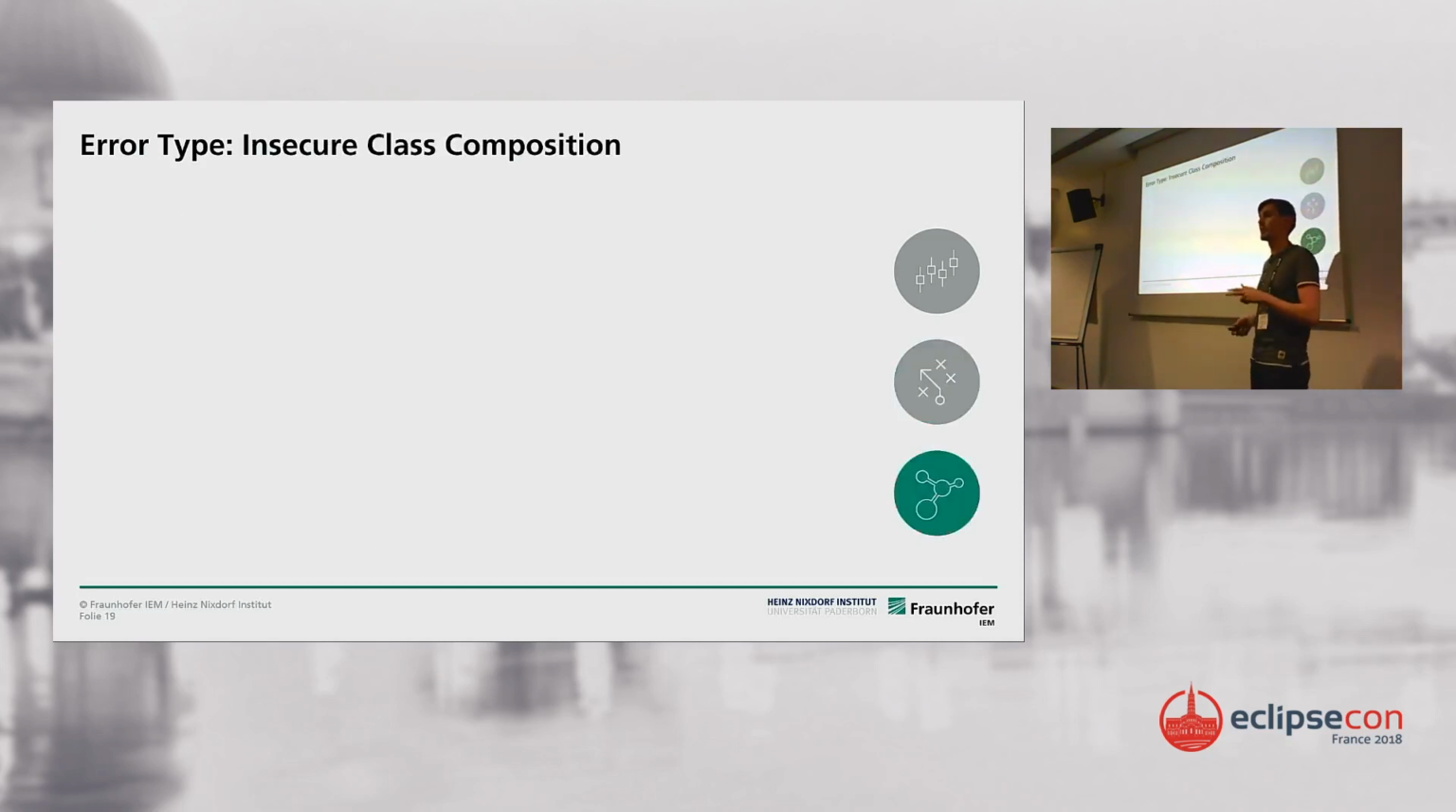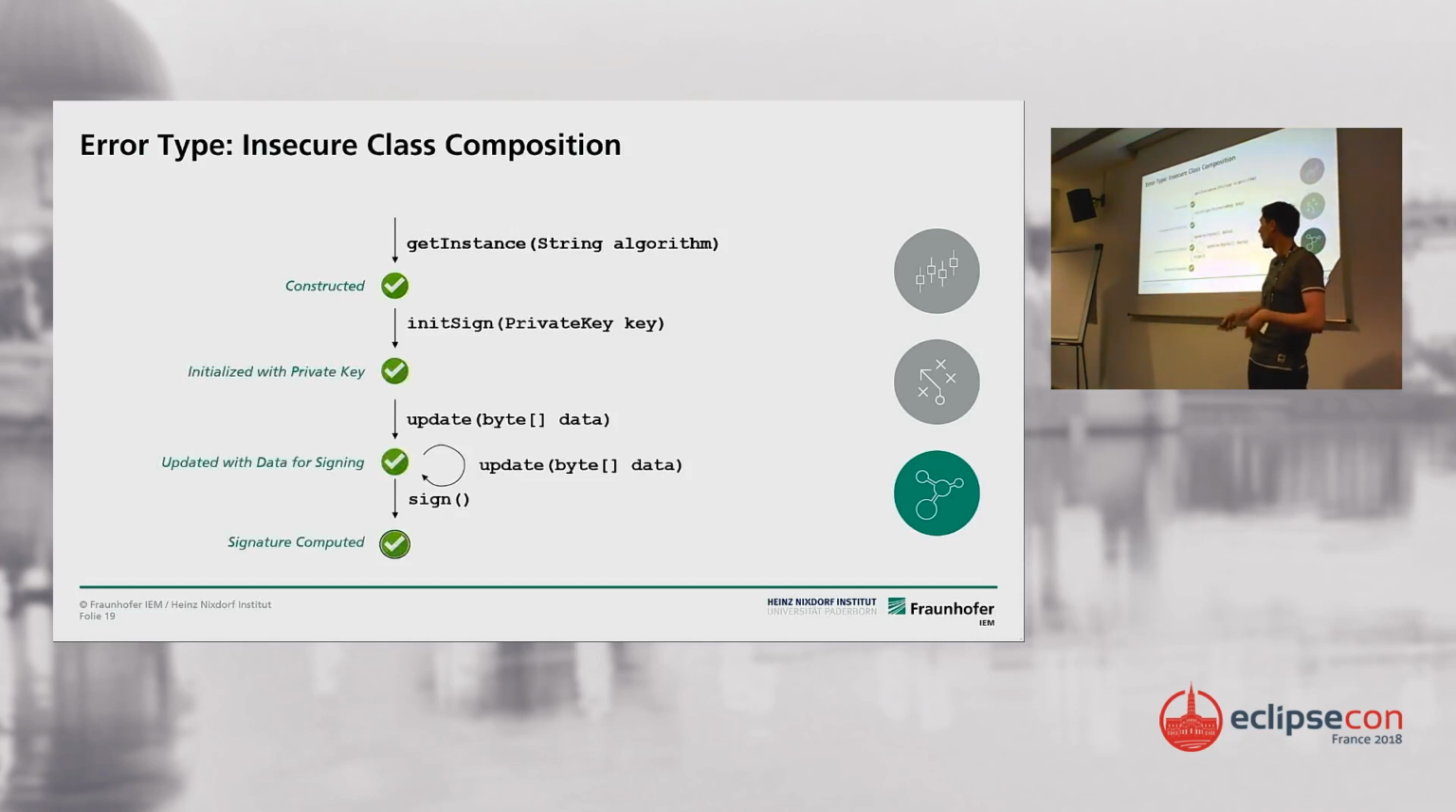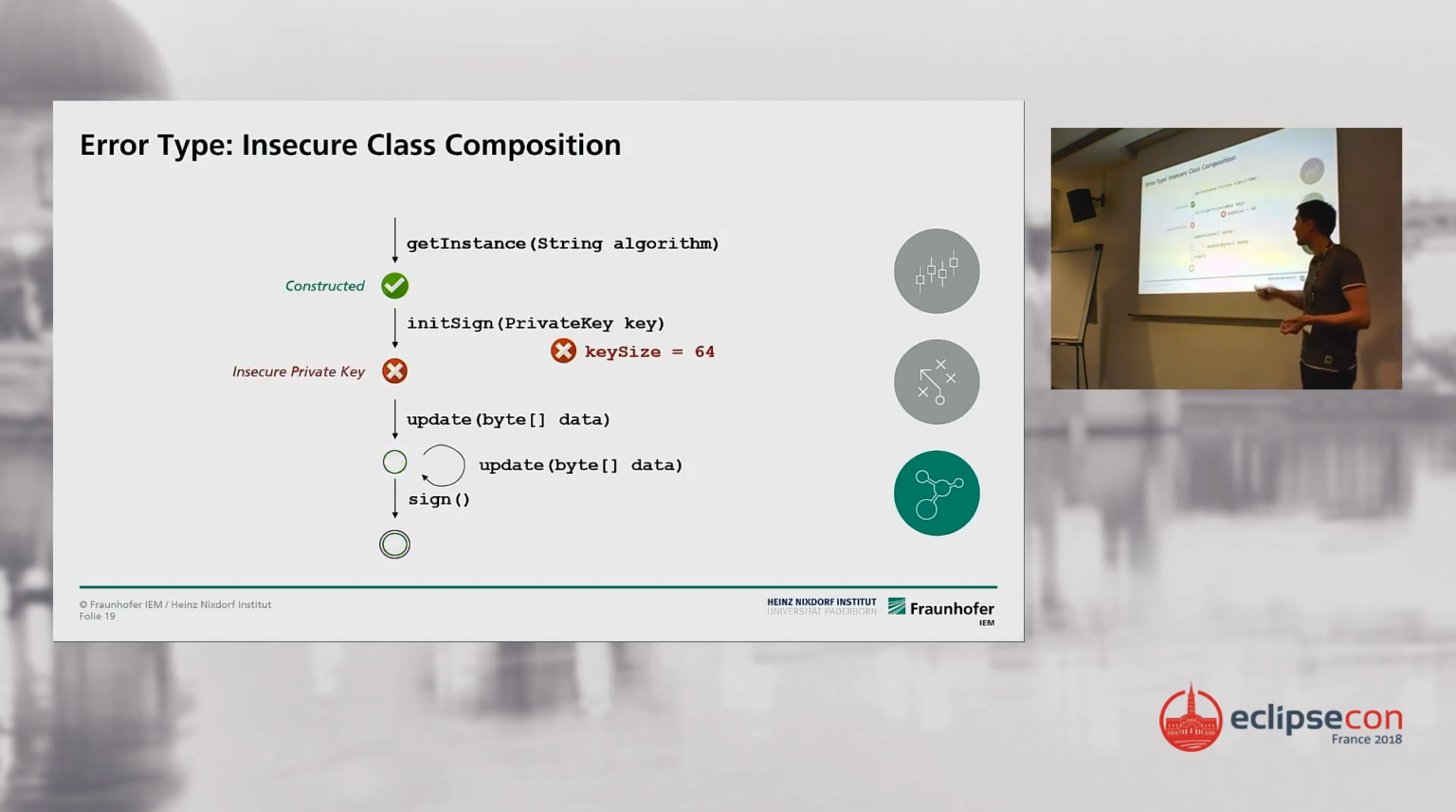The third error type is insecure class composition. And again, I want to start with a usage of a signature object because it's easiest to explain on that example. So assume the user constructed some signature object, then he calls initSign, update, and sign in the correct order on the signature object. But there's still something that can go wrong. He might have supplied an incorrect or insecurely generated private key, for example, with an insecure key length. What that means is that because the private key is insecure, then suddenly also the whole signature process becomes insecure. And that's the third error type that CogniCrypt will warn you about.